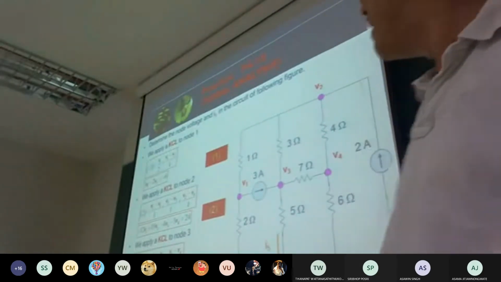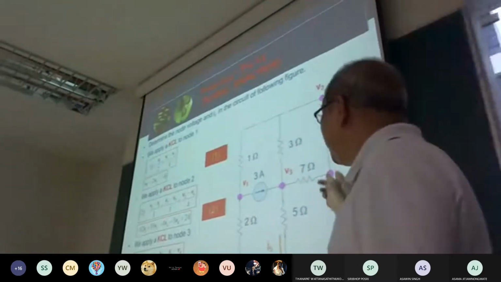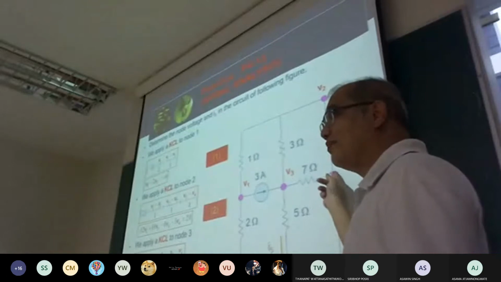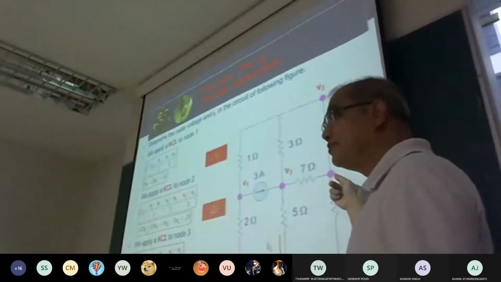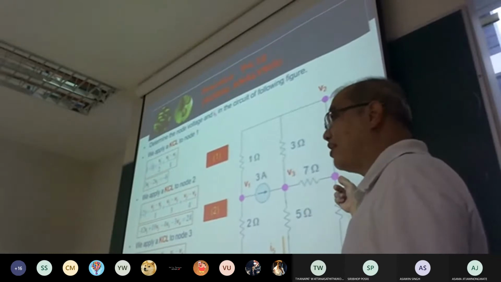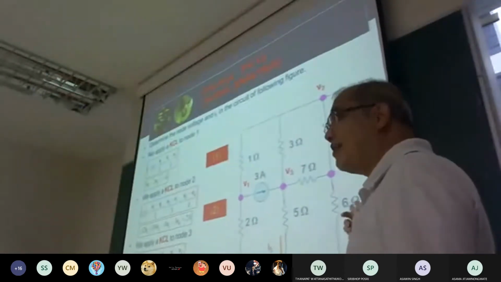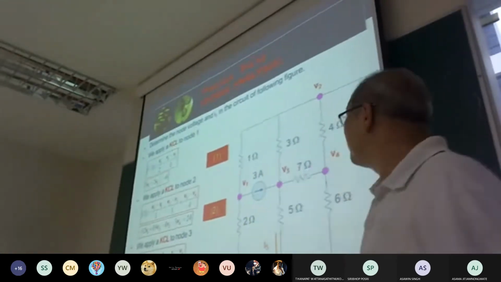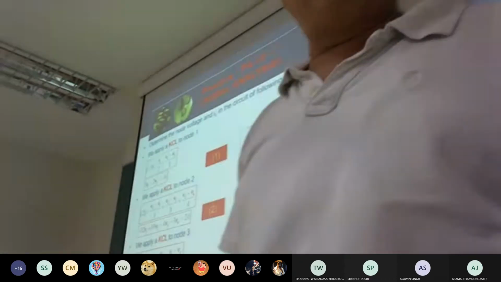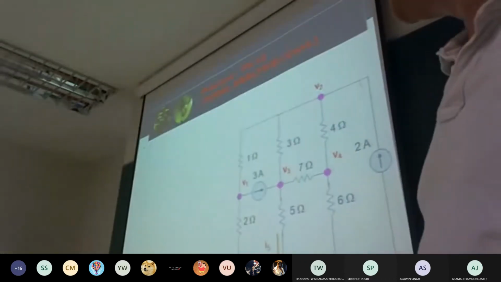And the last one, at node 4. How many branches connect to it? 3. How many connected in? 0. 3 connected out. So (V4 minus 0) divided by 6, (V4 minus V2) divided by 4, and (V4 minus V3) divided by 7. Okay?